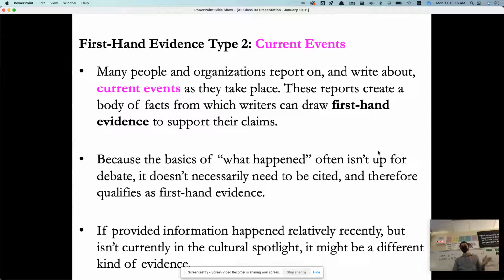If something happens and someone is reporting on it right away, around the same time that it happens, it's probably current events. But let's say something happened in 1995 and someone's writing, citing a newspaper from 1995 in a book they're writing in 2022, then that's historical information. It's not current events anymore.